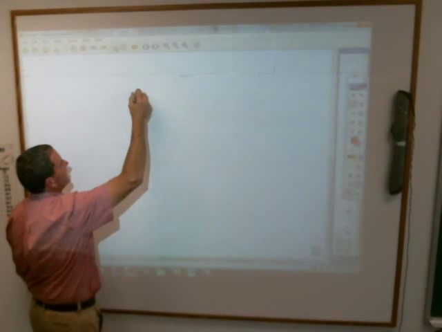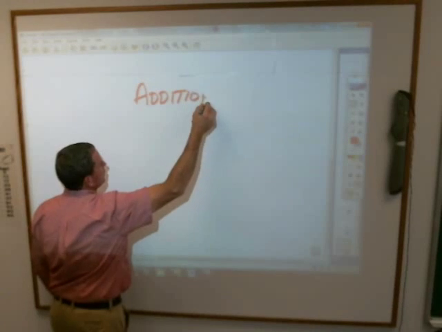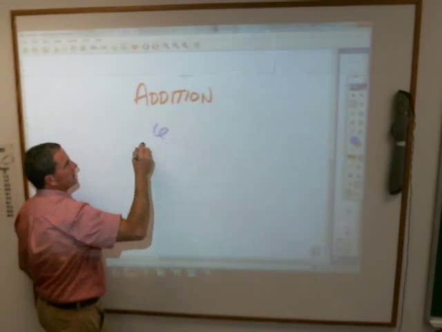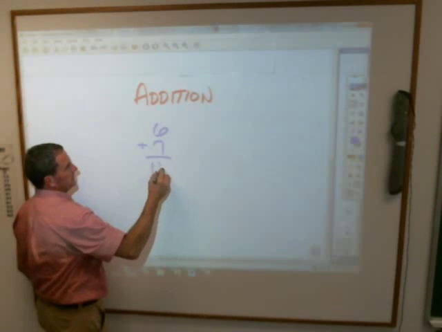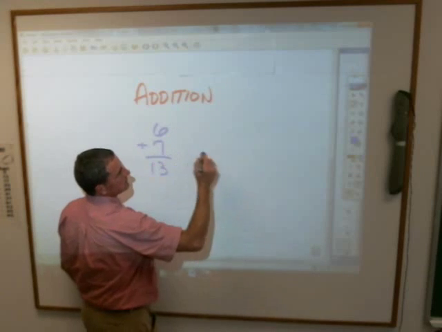We will cover today. Addition. First of all, the names of an addition problem. I'm pretty sure you probably are pretty good at that. 6 plus 7 is 13. These two things here are called what?